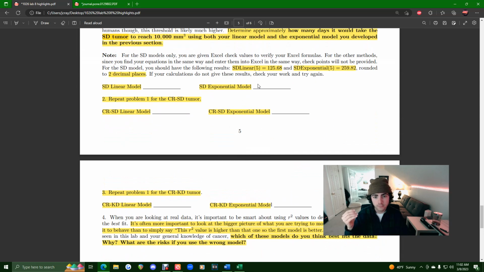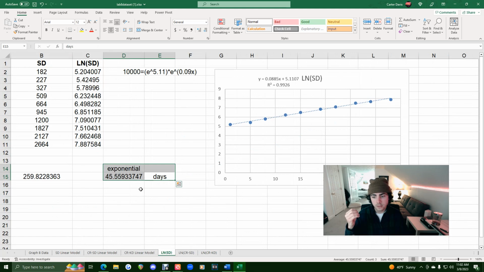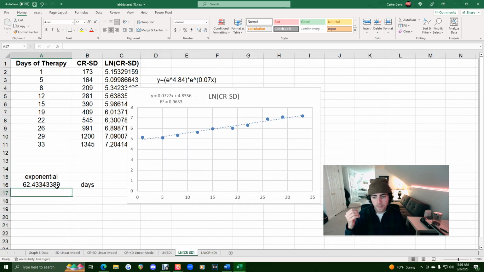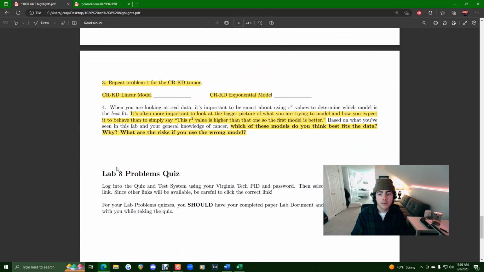Anyway, what we just found were the number of days it'll take to reach 10,000 cubic millimeters. So it was 45 days, 62 days, 86 days. When you're looking at real data, it's important to be smart about using R-squared values to determine which model is the best fit. It's often more important to look at the bigger picture of what you're trying to model and how you expect it to behave than to simply say this R-squared value is higher than that one, so the first model is better, which I did a lot of in this lab.